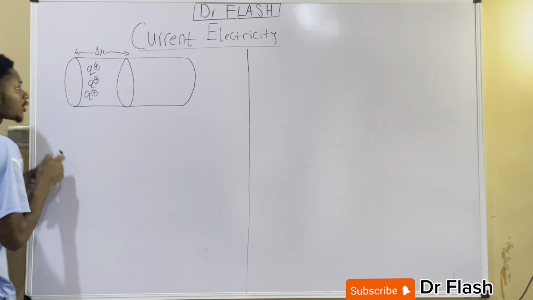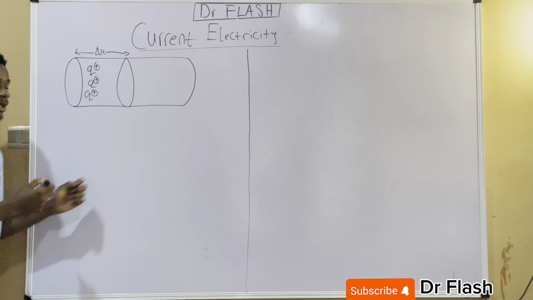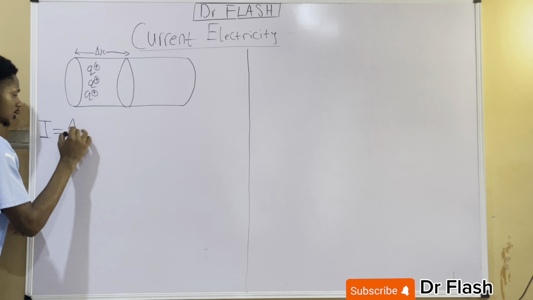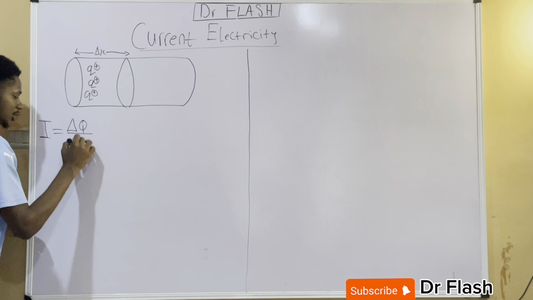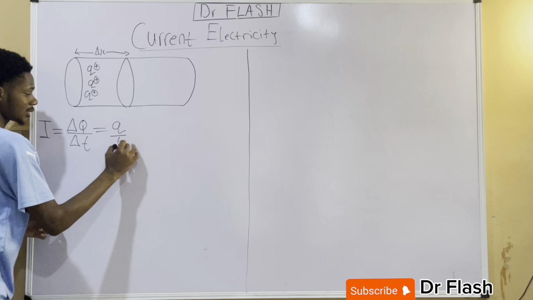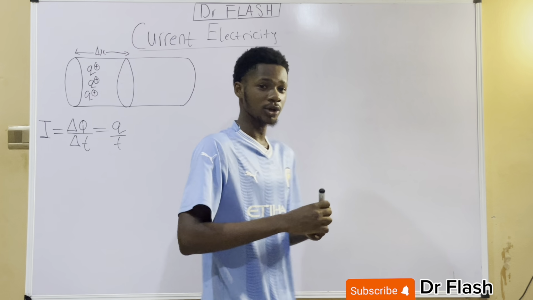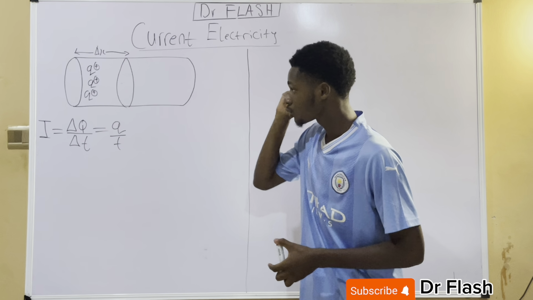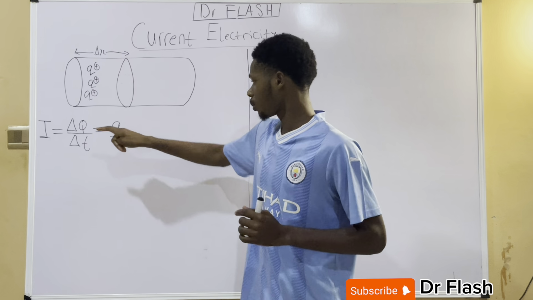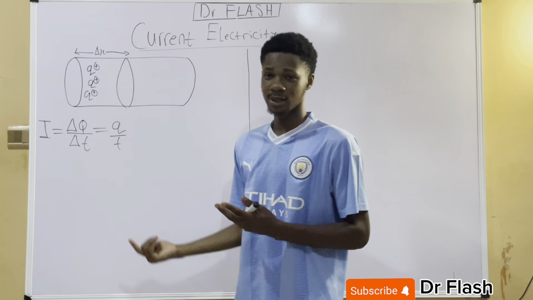First things first, current is the rate of movement of electric charges. That is, current is equal to change in Q over change in T, of which some persons will just write Q over T, depending on the context you are making use of. In this case we're going to make use of both, and you'll notice that in this diagram it is a very small scale, so we might want to make use of delta Q over delta T more often.